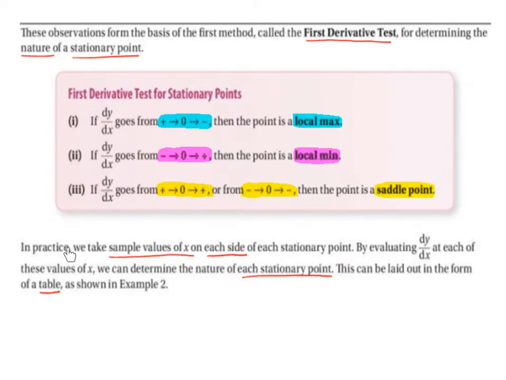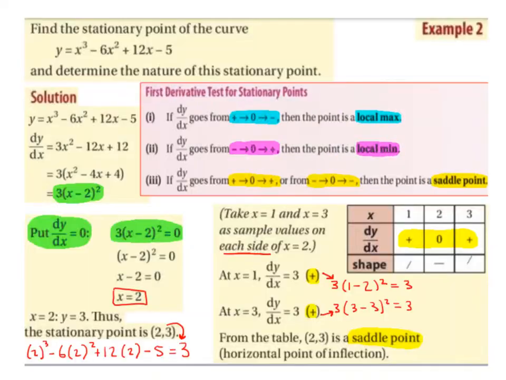In practice, we take sample values of x on each side of each stationary point. By evaluating dy/dx at each of these values of x, we can determine the nature of each stationary point. This can be laid out in the form of a table as shown in example 2. Find the stationary point of the curve y equals x cubed minus 6x squared plus 12x minus 5 and determine the nature of this stationary point.